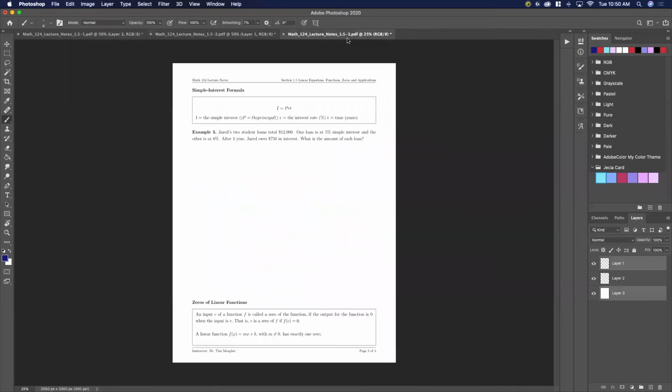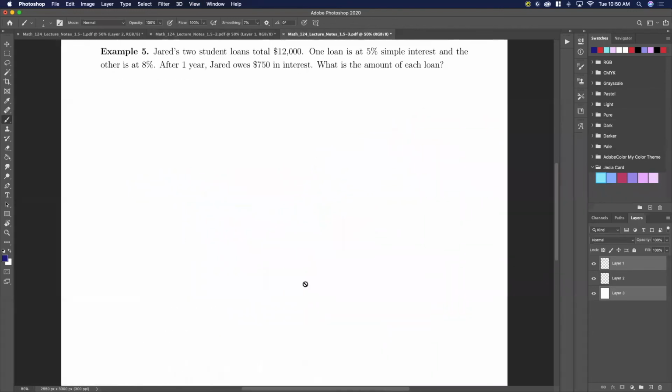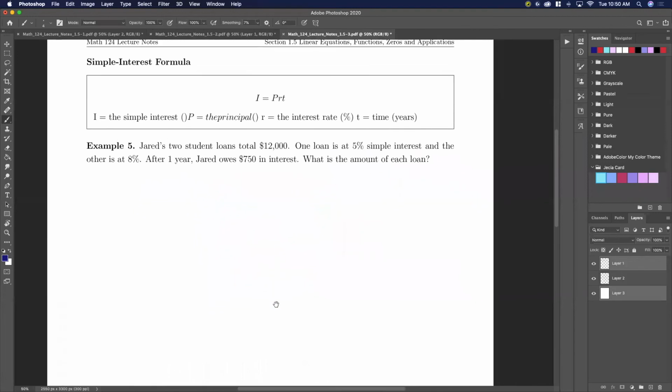All right. We're going to go a little bit longer, just for 2 seconds, and then we'll go shorter next time. All right. So let's just talk about the simple interest formula. This is simple interest.